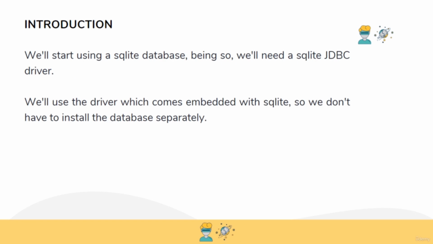We'll start using a SQLite database. Being so, we'll need a SQLite JDBC driver. And we'll use the driver which comes embedded with SQLite, so we don't have to install the database separately. Now it's time to download the SQLite JDBC, which is a jar file, and let's move on.